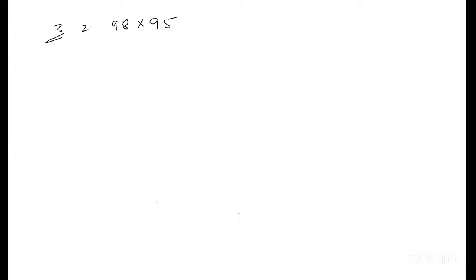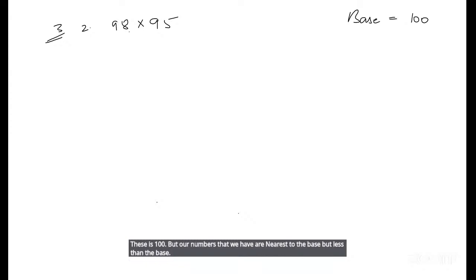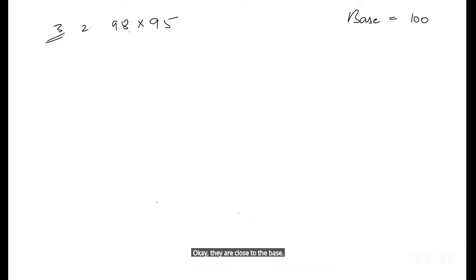98 into 95. Now what happens in this question is base is 100. But our numbers that we have are nearest to the base but less than the base. They are close to the base, but they are still lesser than the base. So we will do 100 minus 2 for the deviations. So minus 2 and minus 5. So write the numbers and the deviations.